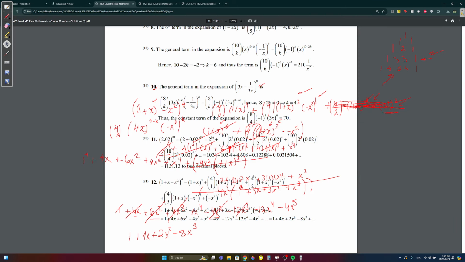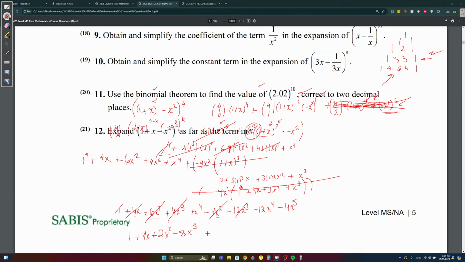Okay, in the exam, I'd recommend you put plus dot dot dot, in case they decide to be annoying, meaning that there's more that we just chose not to write. They want as far as x cubed, so this is your answer.